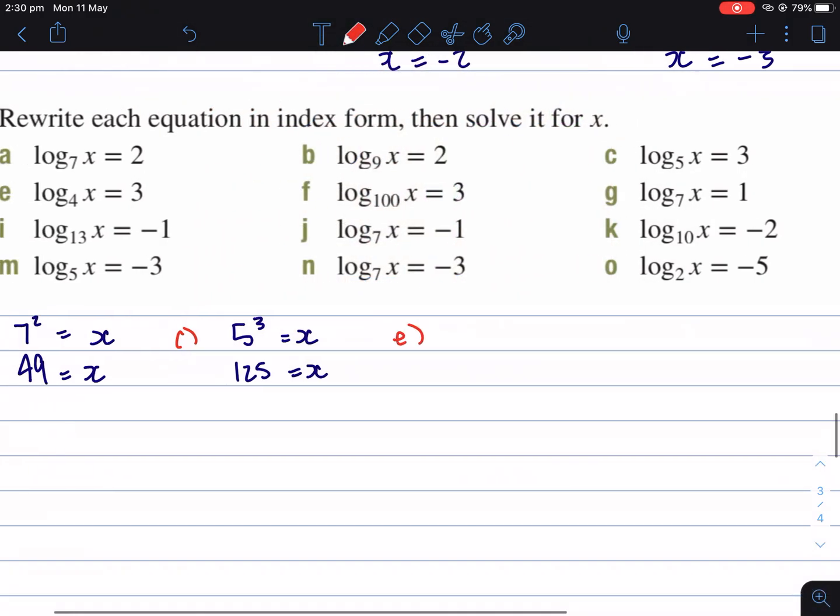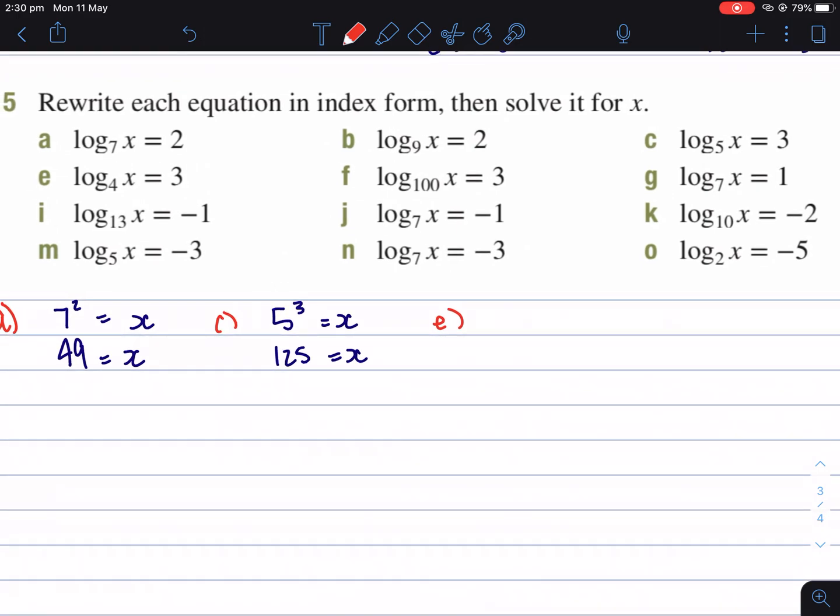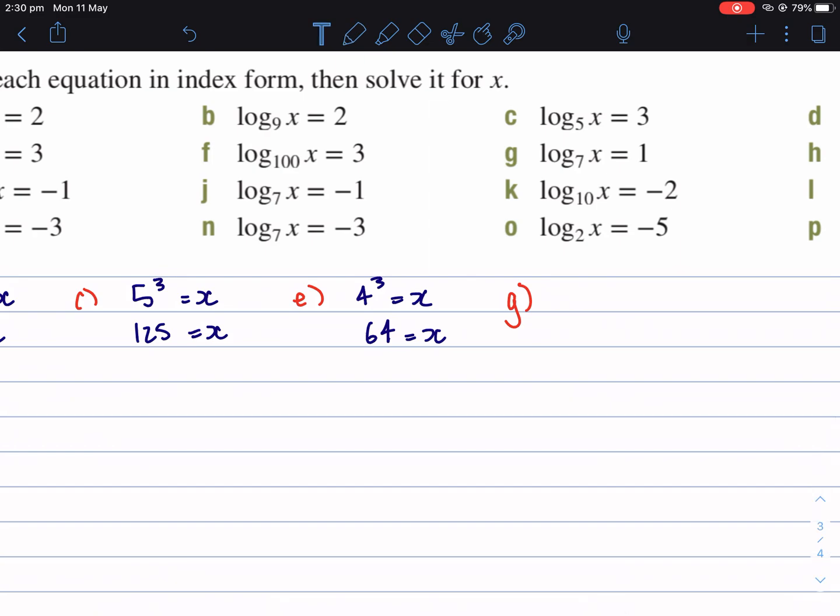Question E, we've got log base 4 of x equals 3. So 4 to the 3 equals x. Well, that's 64. It's really good to know some of these off the top of your head. F, G. We wrote up a list at the start of 7a/8a. It's good to know that. So we've got 10 to the 3 equals x. So 1,000 equals x.